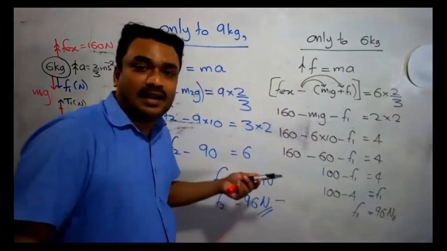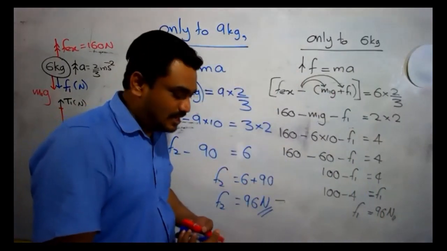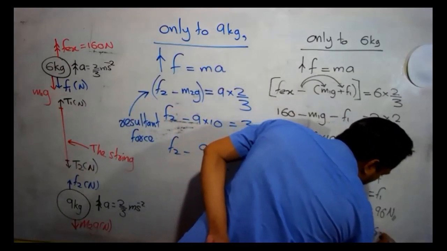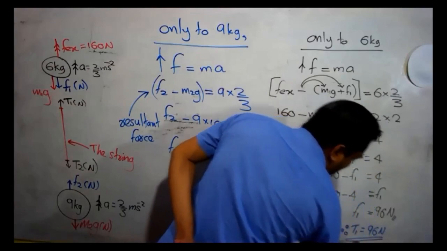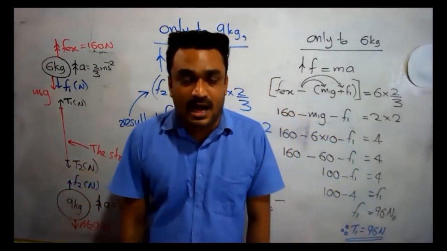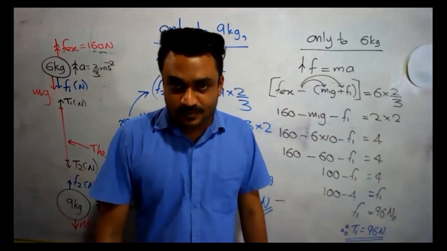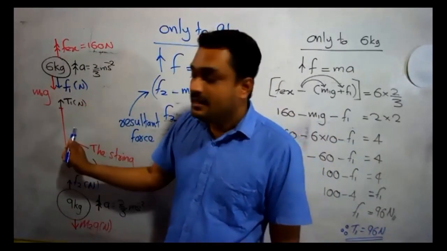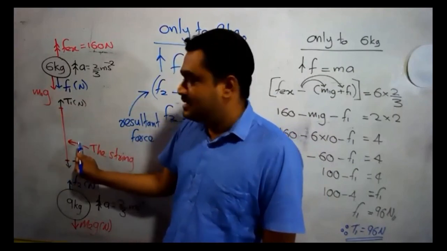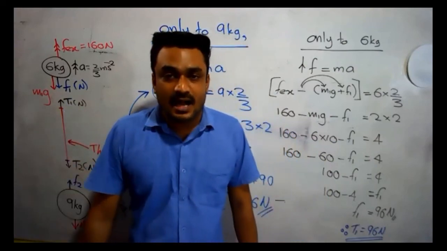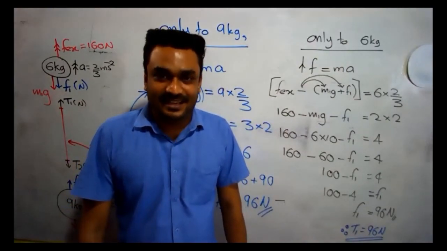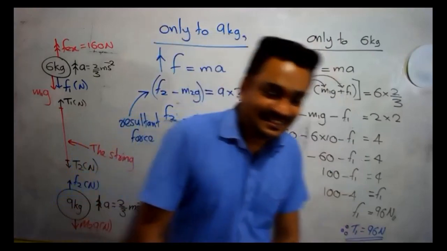But we know that F1 and T1 are equal. So therefore, the tension force is also 96 Newton. So we have clearly proved that both T1 and T2 tension forces are equal, 96 Newton each. Got it? So when a connecting rod or a string does not have a mass, the tension forces at the ends are equal. So we have completely answered question number 15. Okay, completed there.